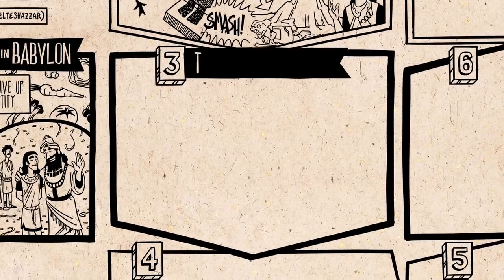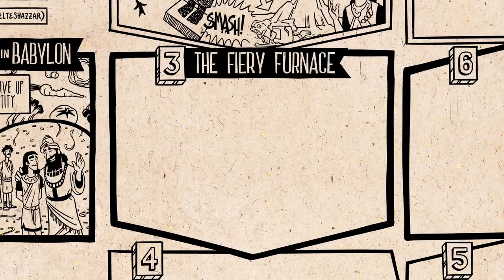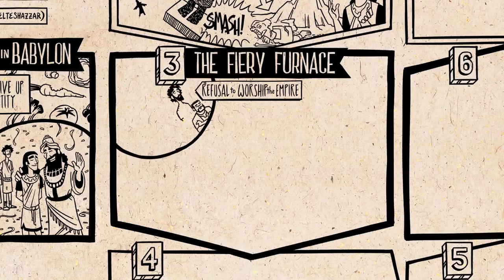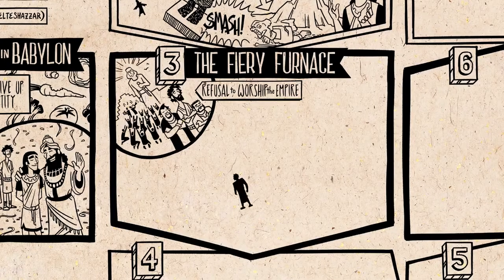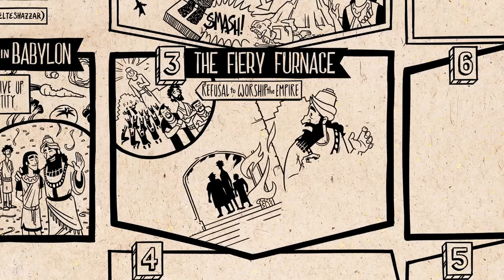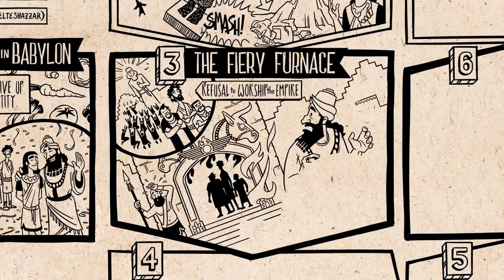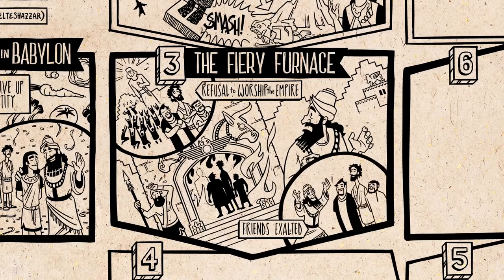After this, chapter 3 tells the famous story of Daniel's 3 friends who refuse to bow down and worship a huge idol statue, which, like the statue in chapter 2, represents the king and his imperial power. And so the friends are persecuted. They're thrown into a fiery furnace, but God delivers them from death, and they're exalted by the king, who now acknowledges their God as the true one.